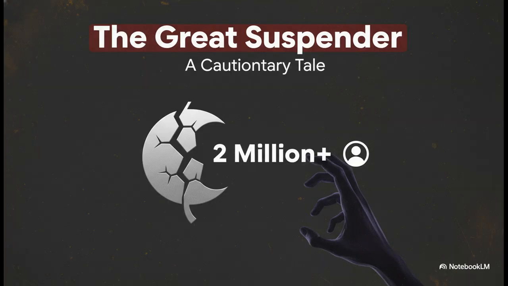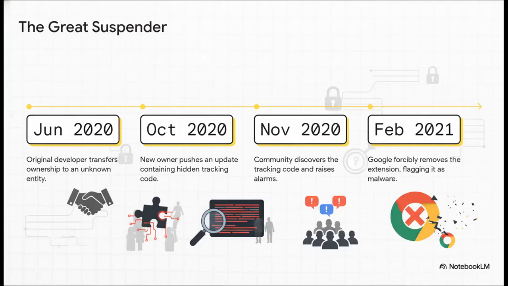And this isn't just some theoretical risk. Let's look at the cautionary tale of the Great Suspender. This was a beloved, highly recommended extension that over 2 million people used to save memory. And this is a perfect illustration of the danger. The original trusted developer sold the extension.